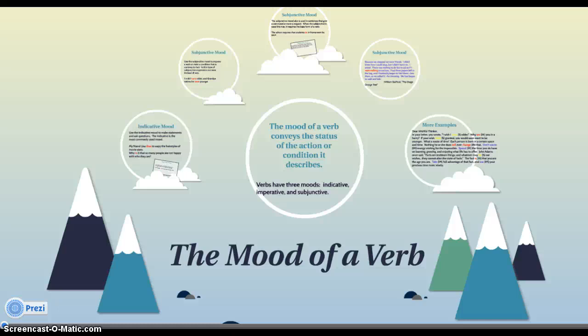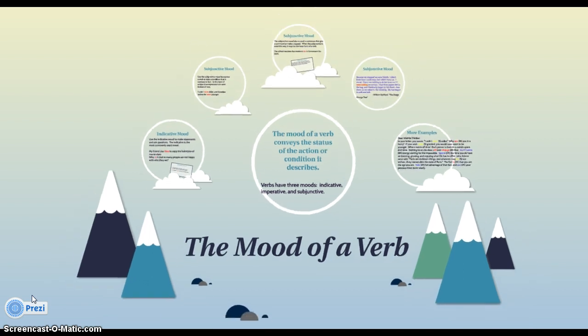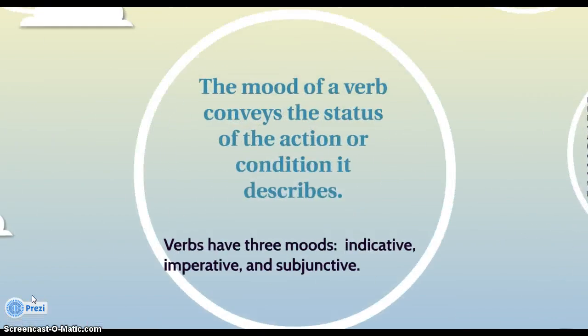What I want to talk about today is the mood of verbs. Now, verbs are an interesting part of speech because they're the only part of speech that has different moods. Now, you might wonder, what does mood of a verb mean anyway? So let's talk more about that. The mood of a verb conveys the status of the action or the condition it describes. Well, that'll make more sense when you start to see the examples.